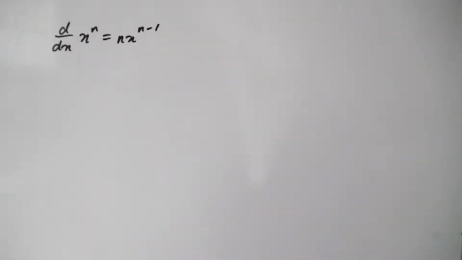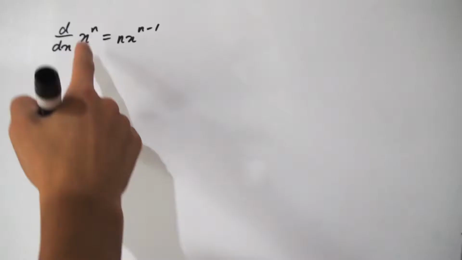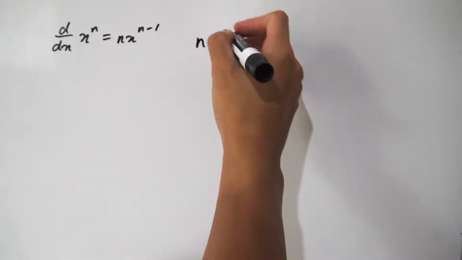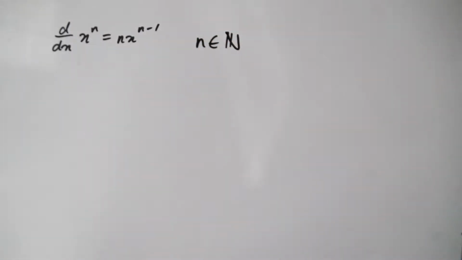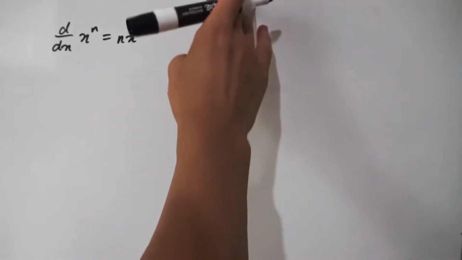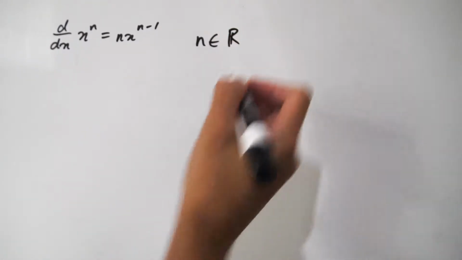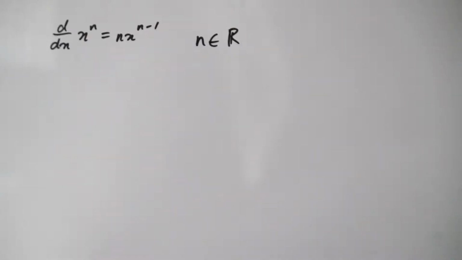Alright, hello everybody, and today we're going to be revisiting the power rule a little bit. So in a previous video, you noticed that the power rule works for all n up here. So for all n that are natural numbers, so 1, 2, 3, 4 and so on. But in fact, n can also be any real numbers as well, and in fact also all complex numbers, but we'll just keep things real for now.